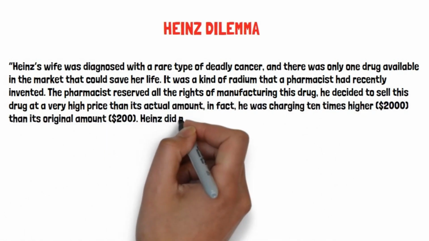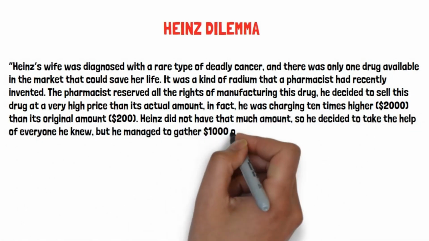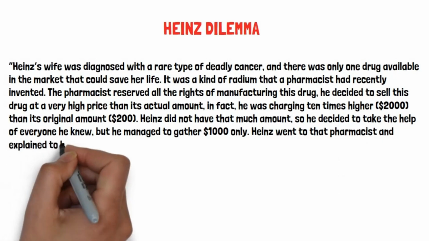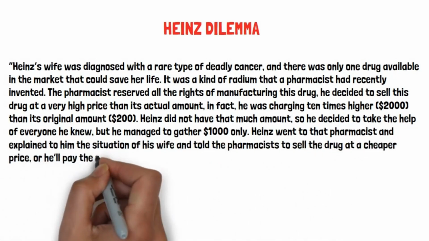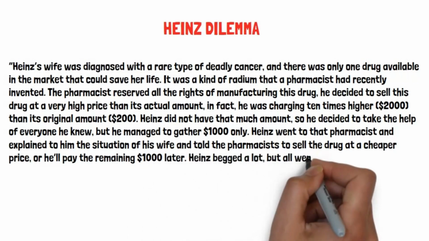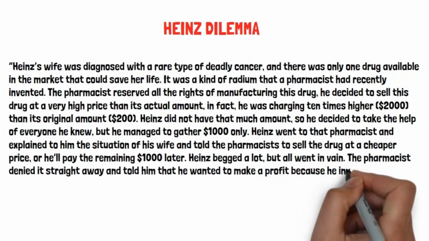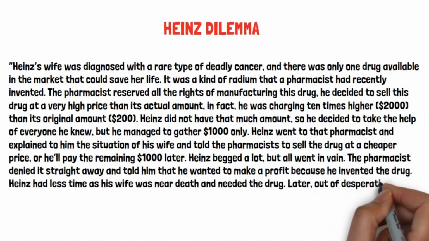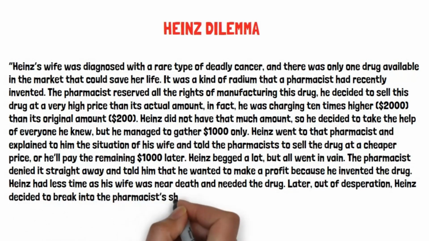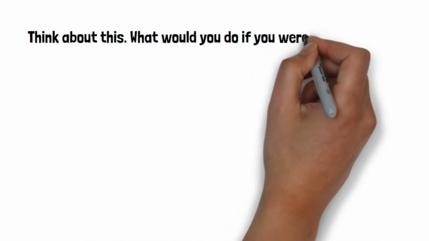Heinz did not have that much amount, so he decided to take the help of everyone he knew, but he managed to gather $1,000 only. Heinz went to that pharmacist and explained to him the situation of his wife and told the pharmacist to sell the drug at a cheaper price, or he'll pay the remaining $1,000 later. Heinz begged, but the pharmacist denied him, because he wanted to make a profit off his invented drug. Later, out of desperation, Heinz decided to break into the pharmacist's shop to steal the drug. What would you do if you were Heinz, and why?